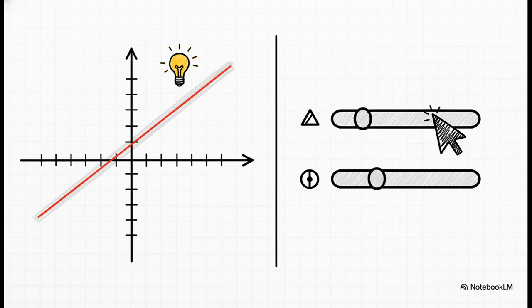So now you can just drag the b slider and watch the whole line just glide up and down. Or play with the m slider and see the line pivot and change its angle right before your eyes. It's honestly the most intuitive way to understand what these variables are actually doing.